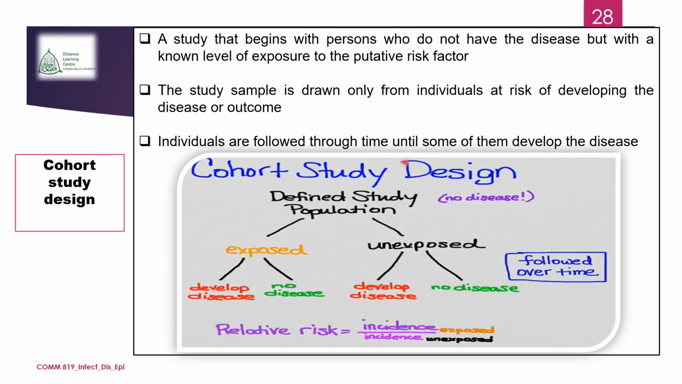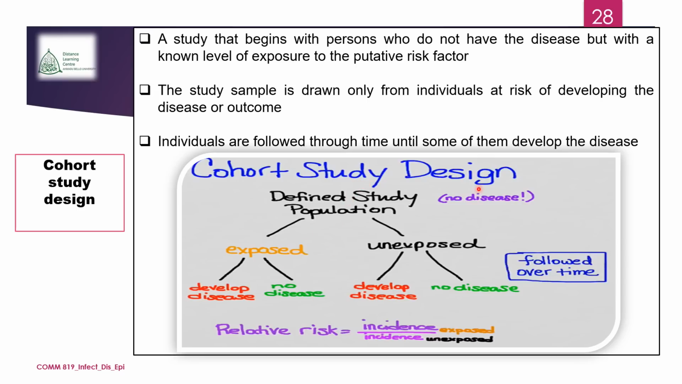Then you follow them over maybe a long period, say 5, 10 years, to see whether the people that dwell under telecommunication masts will eventually develop cancer in comparison to the people that do not dwell under telecommunication masts. Okay, so that is just a simple example.